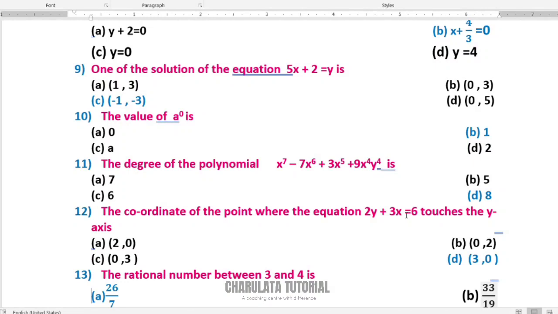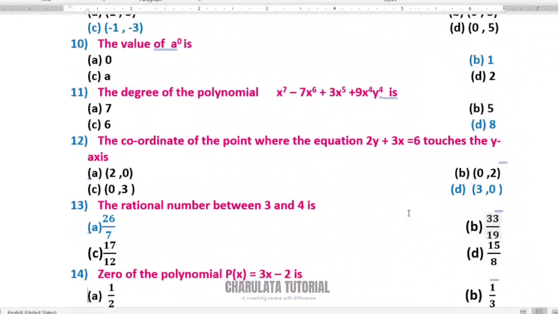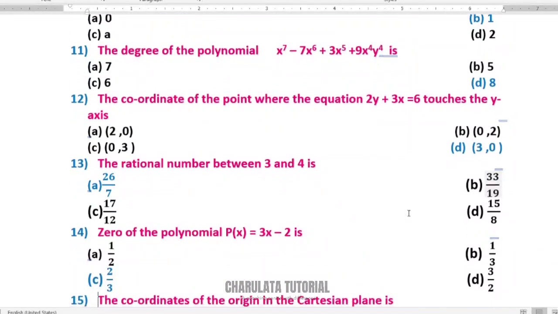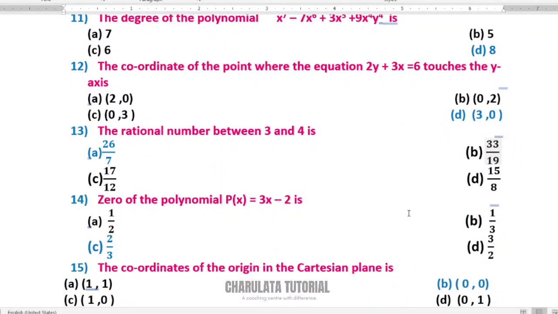The rational number between 3 and 4 is... here option A is correct because 27/6 is between 3 and 4. The zero of the polynomial p(x) = 3x - 2 is... if we put 3x - 2 = 0, we get x = 2/3. The coordinate of the origin of the Cartesian plane... at the origin both the values of x and y are 0, that is, the correct option is (0, 0).